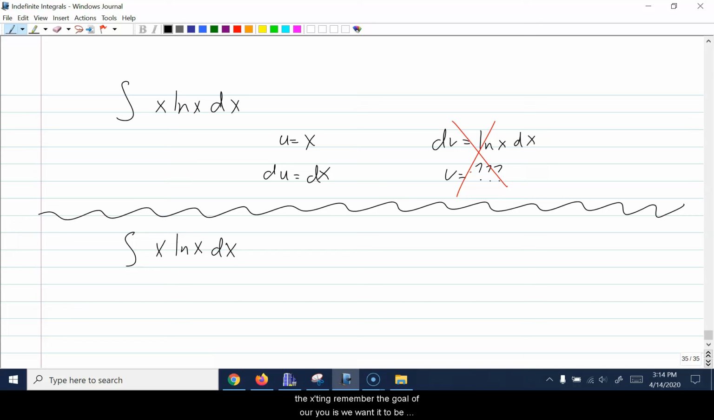Remember, the goal of our u is we want it to be something that when we take its derivative, it goes away. Well, there's no better example of that than natural log. Natural log is kind of a gross function that we don't like having to think about. If u is natural log, dv must be everything else, which is x dx. And the reason u equals natural log is such a great idea is because the derivative of natural log is 1 over x, doesn't have a natural log anymore. Natural log kind of just evaporates and gets easier when you take its derivative. v is now the integral of x. I know that. It's half x squared. I could put plus a constant. I probably don't want to.